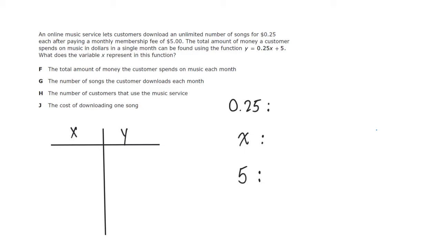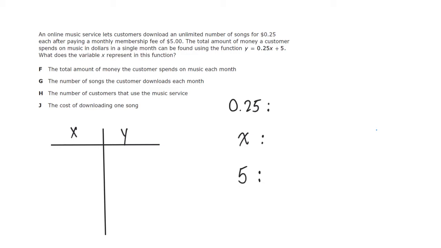It says an online music service lets customers download an unlimited number of songs for 25 cents each after paying a monthly membership fee of $5. The total amount of money that a customer spends on music in a single month is found using the equation y equals 0.25x plus 5. And the question is going to ask us what the variable x represents in this function.